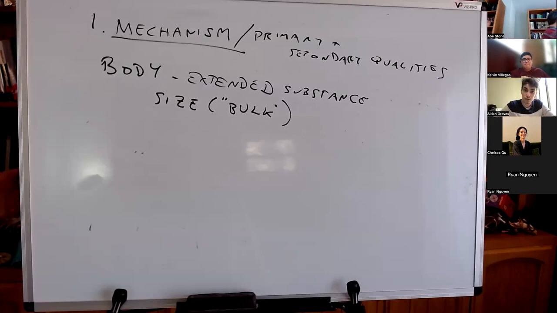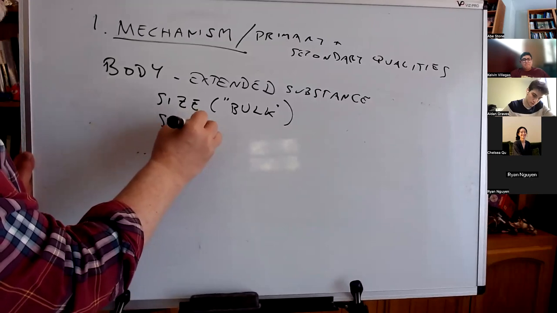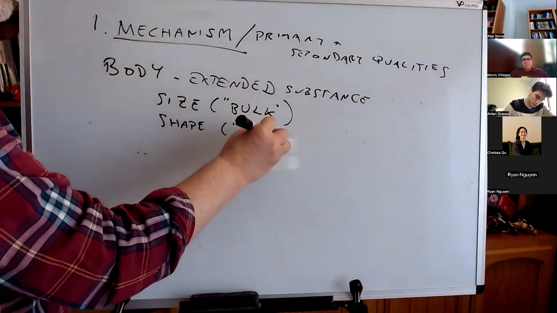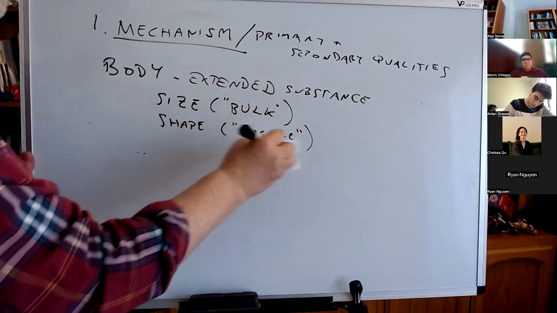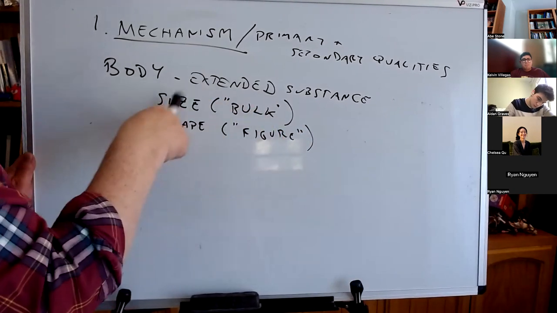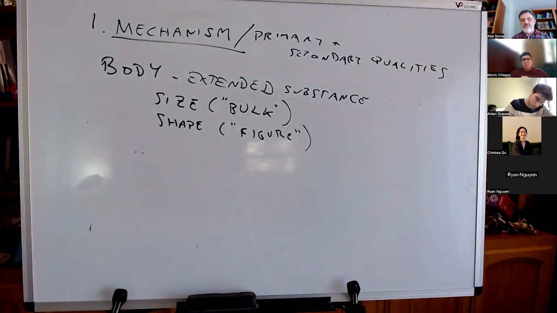Second of all, it must have a shape. Or what Locke usually calls, sometimes he says shape, but sometimes he says figure. Sometimes instead of bulk, he says size. Sometimes he says bigness. All right. So it must have a shape, at least assuming that it's finite. There's a boundary between the space that it occupies and the space that it doesn't occupy, and that boundary has certain characteristics that we call its shape.